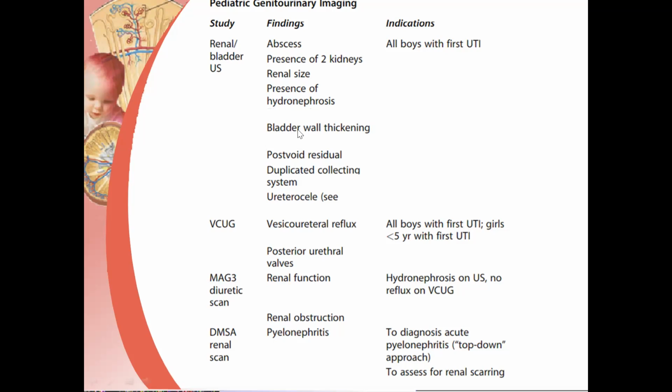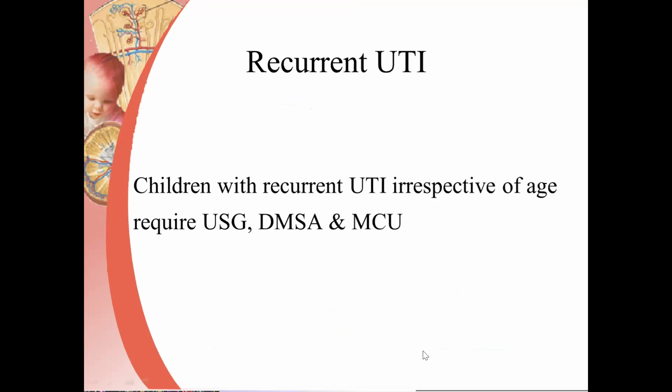Bladder wall thickening is evidence of underlying voiding dysfunction or posterior valve. Then it can give an idea of the post-void residual urine, duplex collecting systems, and ureterocele. So all those things can be diagnosed. VCUG is mainly done for vesicoureteric reflux and posterior valve. MAG3 scan is not often done. It is basically done only in the presence of hydronephrosis, like a PUJ obstruction, whereas the DMSA scan is done to look for either pyelonephritis or scarring.